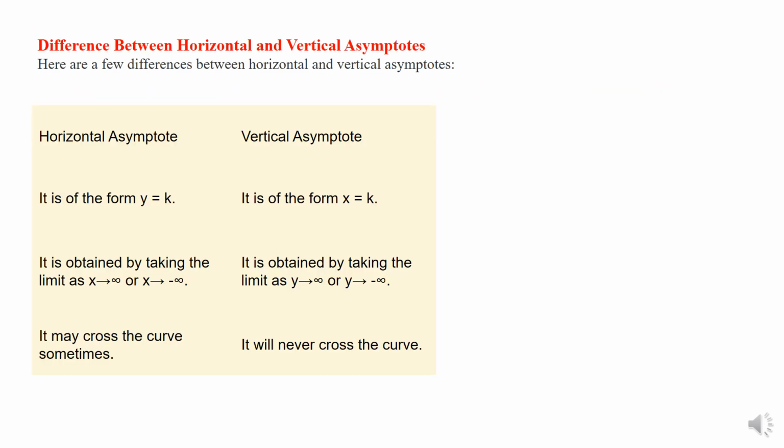But now a small comparison between the horizontal asymptote and the vertical asymptote. The horizontal asymptote is of the form y equals k as x tends to plus or minus infinity. The vertical asymptote is of the form x equals k as y tends to infinity or minus infinity. We study it using the denominator, you put the denominator equal to 0. Now the horizontal asymptote may sometimes cross the curve, but the vertical asymptote will never cross the curve.